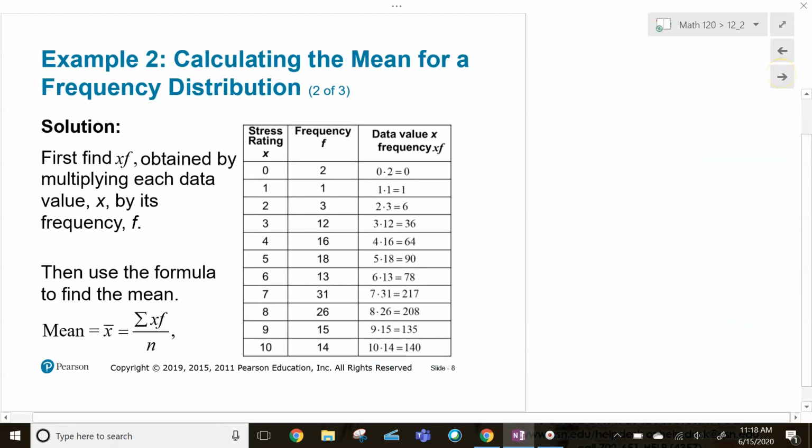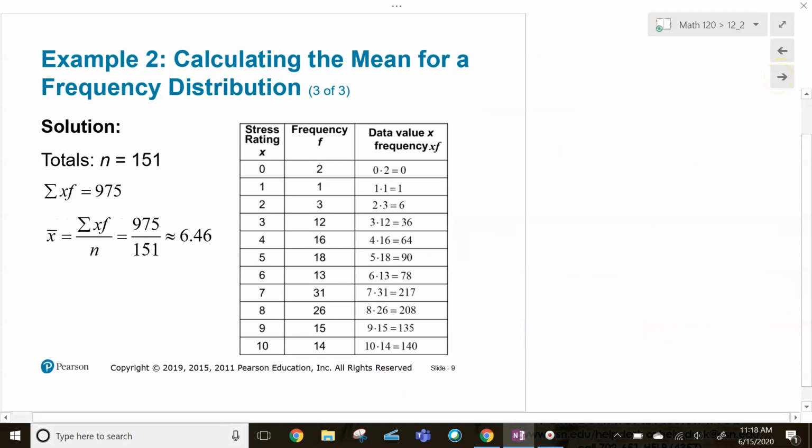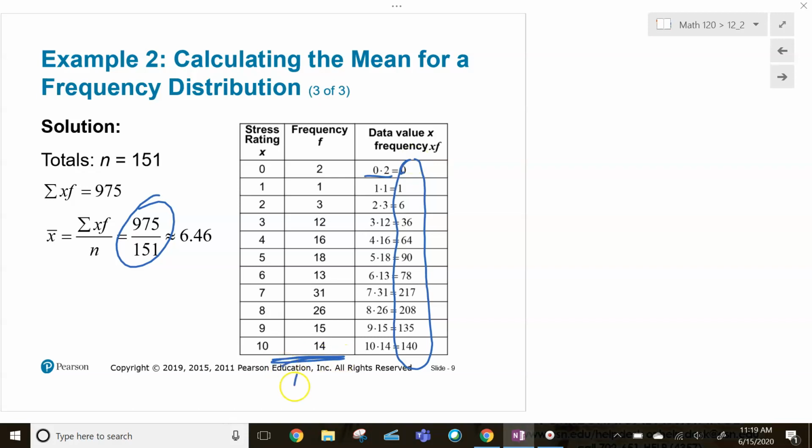When I do that, on the top, I'll get 975 when I multiply those and then add them up, right? So here it is multiplied out. So 0 times 2 is 0. Adding up all these, you get the sum of all the data items, 975. And then you divide it by how many you have. There's 151 of those numbers, the total of the frequencies there. So you get 6.46 as your mean stress rating.